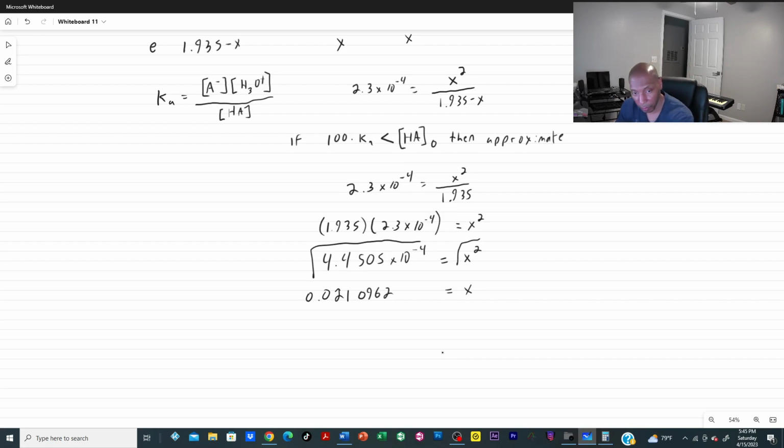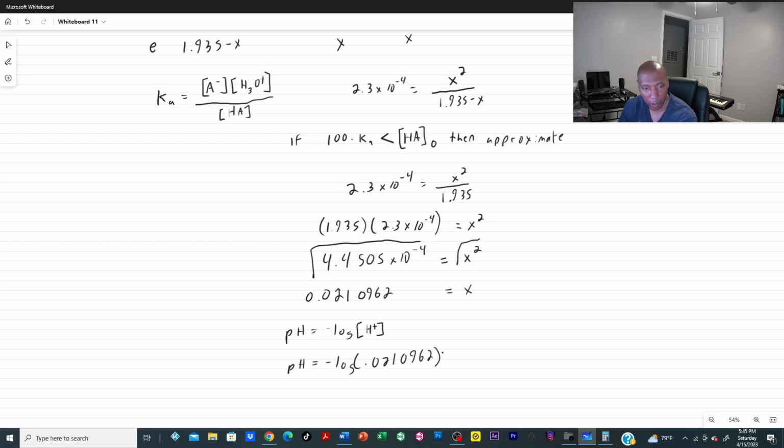0962 is equal to x. Now, of course, let me see what x is now. Since they asked us to find the pH, didn't they? Okay, x is my hydronium ion concentration, so we're not done quite yet. We still have to get the negative logarithm of this number and report it to the correct number of significant digits.